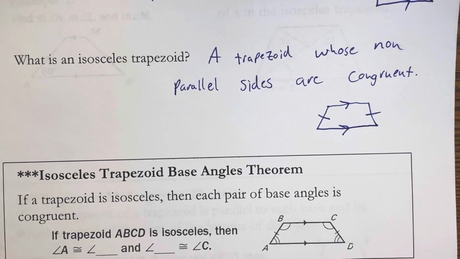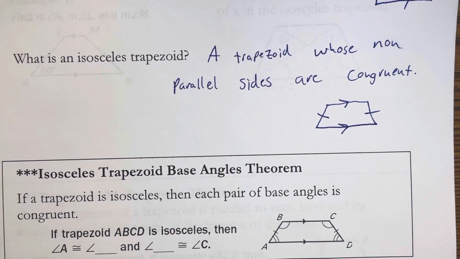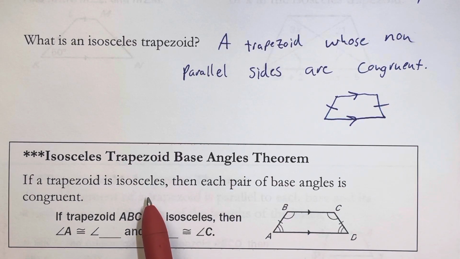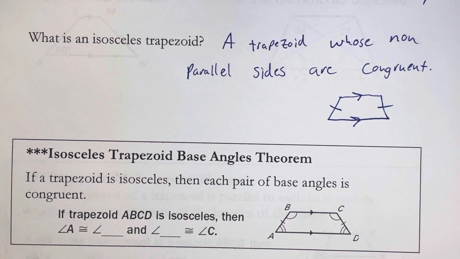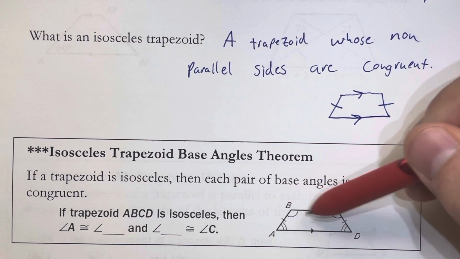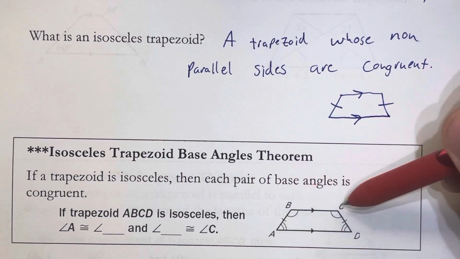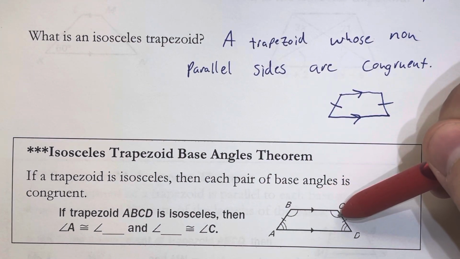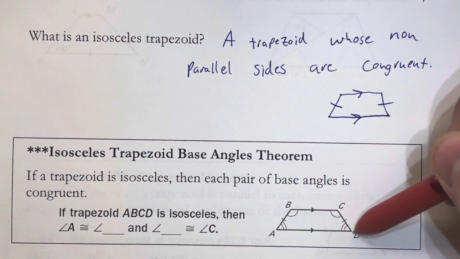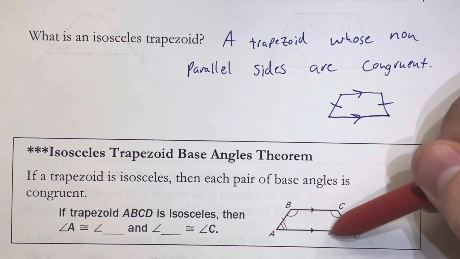Okay, so isosceles trapezoids have quite a few special features. In the isosceles trapezoid, the base angles are congruent. So what we mean by the base angles is they share one of the parallel sides. So angle B and angle C share the parallel side BC. Those two angles are congruent. And the other pair of base angles, A and D, they share the parallel side AD.